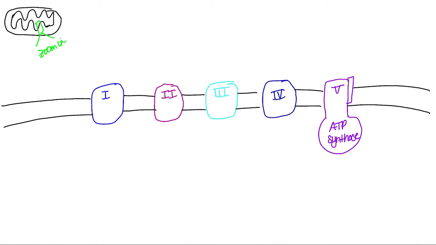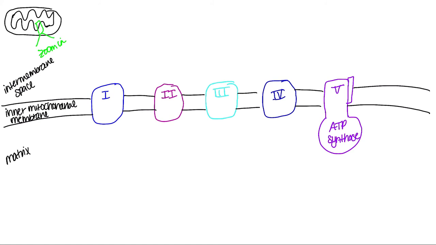So now we've got our 5 complexes. We're going to label just to orient ourselves. So this is the inner mitochondrial membrane. This is the inner membrane space. And on the inside we have the matrix.